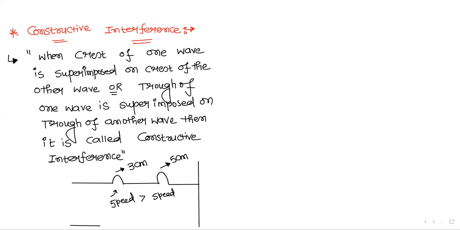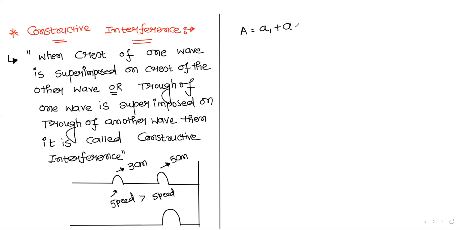So now what happened at a particular point, the wave becomes weak. So here the amplitude of the resultant wave A is A1 plus A2, that means 3 plus 5, that means 8 centimeter. So this is the actual constructive interference. Now, let me tell you about the destructive interference.